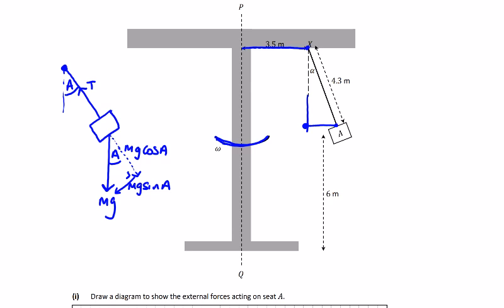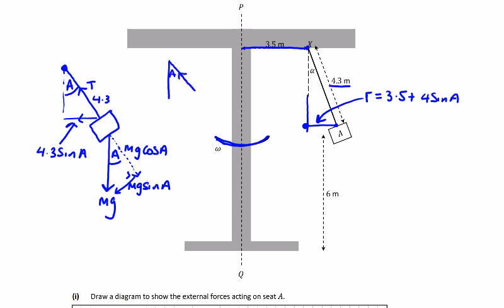We're also told that it's 4.3 long, so this is 4.3 up here, this one here is going to be 4.3 sin A. That's what we need in here, so that gives us the radius will be 3.5 plus 4.3 sin A. And we also know that this T sin A in here, we draw that triangle again, we're going to have tension T, and we're going to have T sin A, that's directed towards the center.